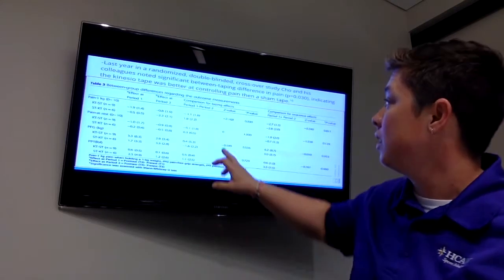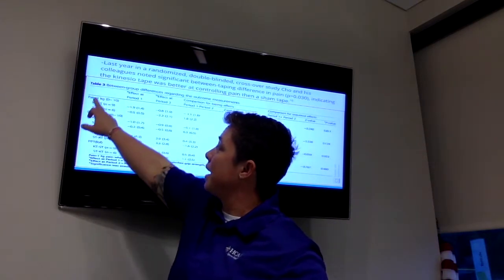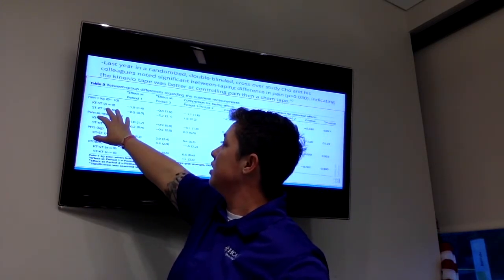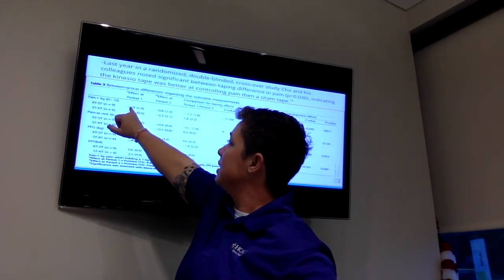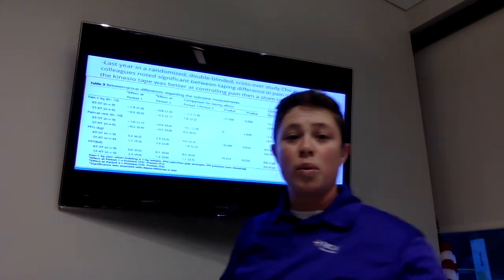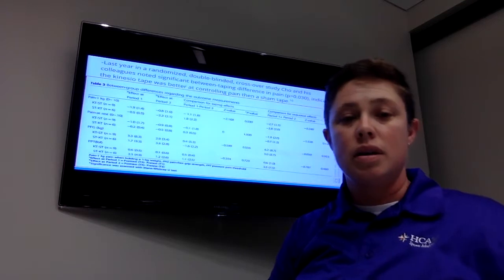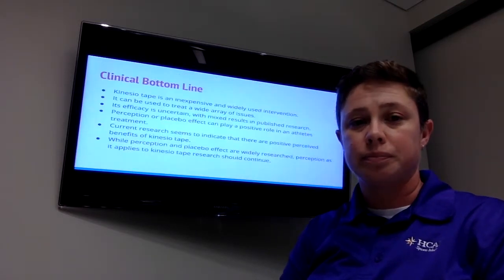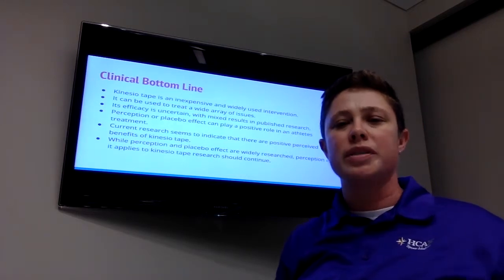We can see here, we're looking at pain with 1 kilogram of resisted extension. We see that with KT tape, we go down almost 2 points on that visual analog scale with the application of KT tape versus a sham tape. So what's our clinical bottom line? What does this all mean?